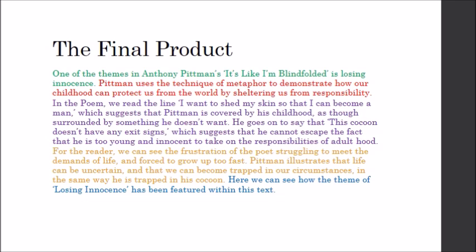For the reader, we can see the frustration of the poet struggling to meet the demands of life and forced to grow up too fast. Pitman illustrates that life can be uncertain and that we can become trapped in our circumstances in the same way he is trapped in his cocoon. Here we can see how the theme of losing innocence has been featured within this text. All right, so there's my final paragraph, and you notice I've got a clear 5 sections which I can identify with colours that show a deep analysis of what the poem's about. It discusses techniques, it gives examples, and it shows interpretation.